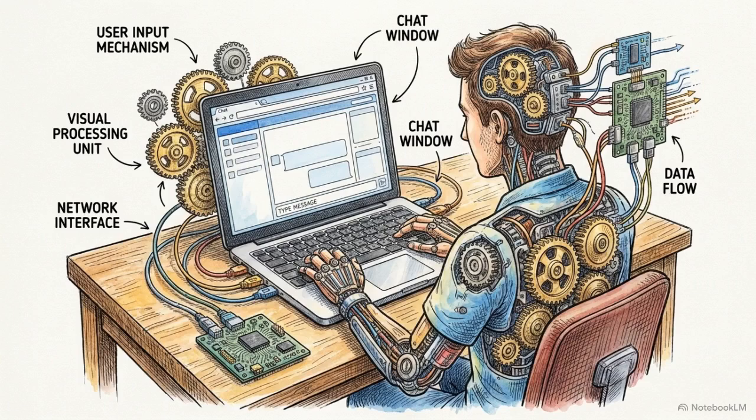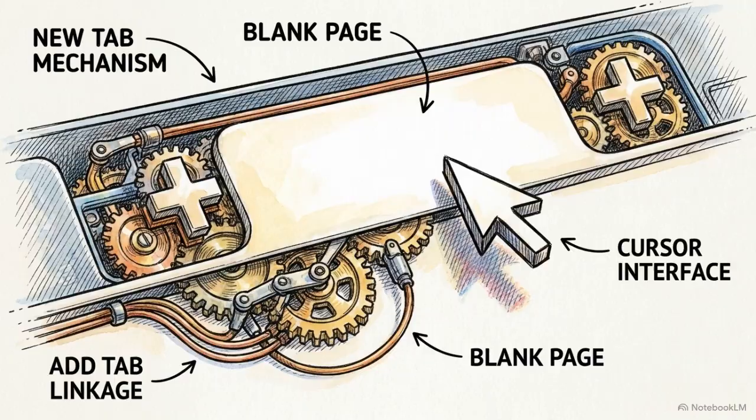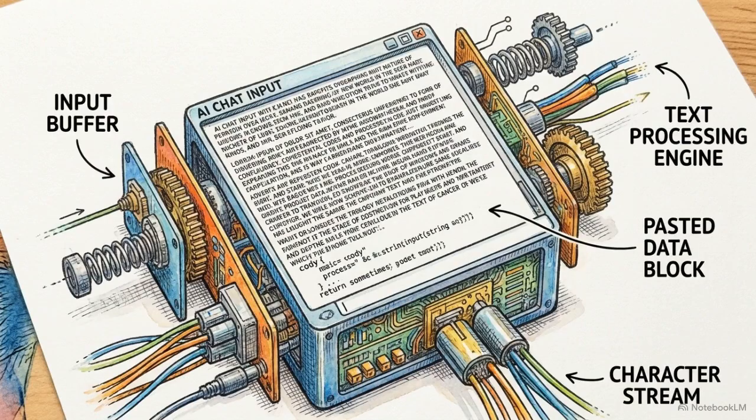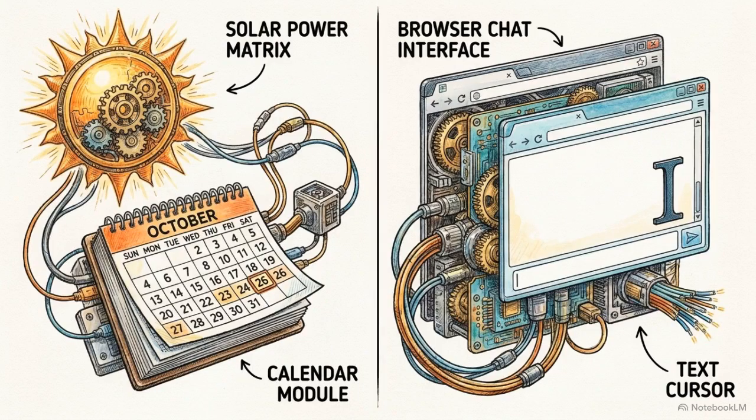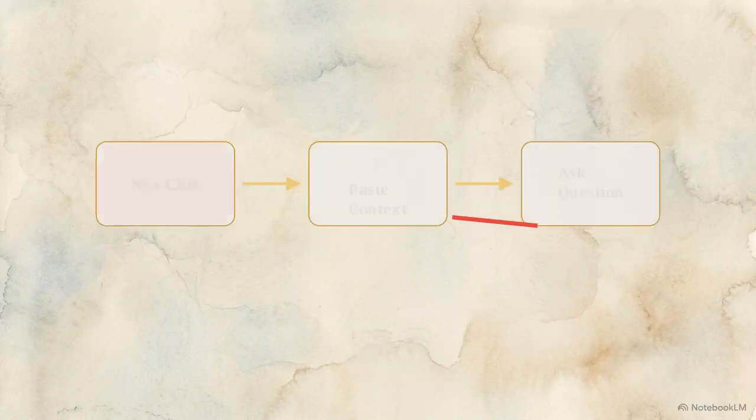Right now, almost everyone interacts with AI the exact same way. You open a browser tab, you paste in your context, you ask a question, get your answer, and close the window. Then the next day, you start from zero and re-explain everything all over again. Starting with a blank slate every single time requires constant manual repetition.